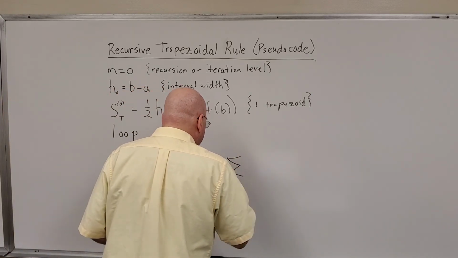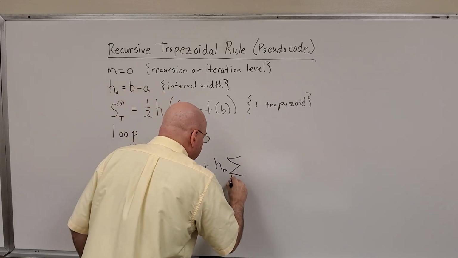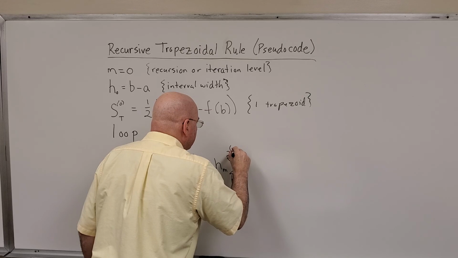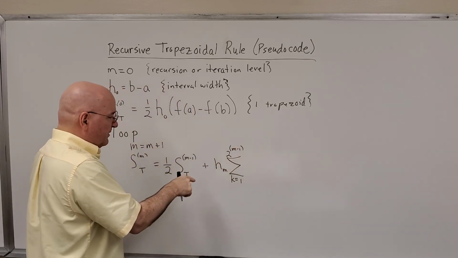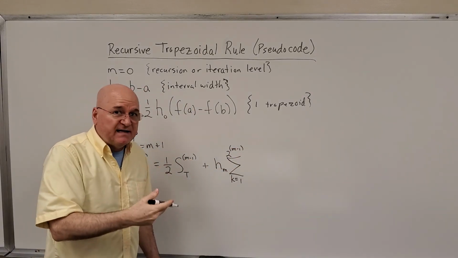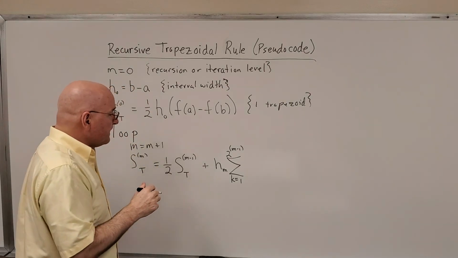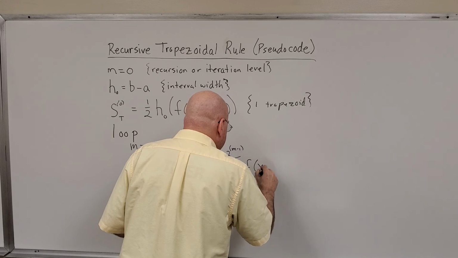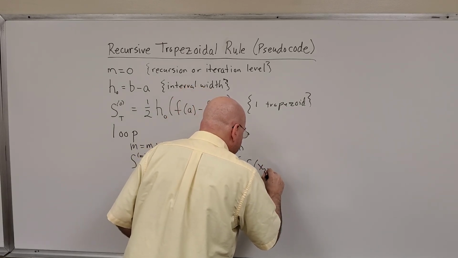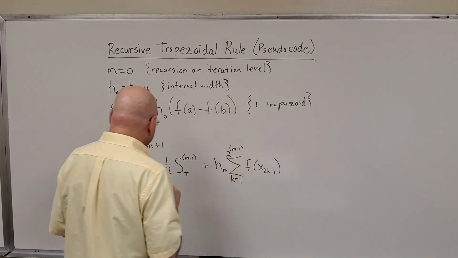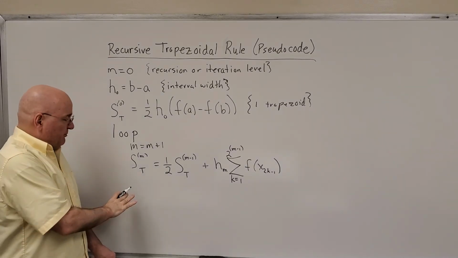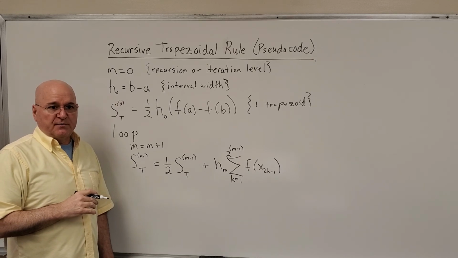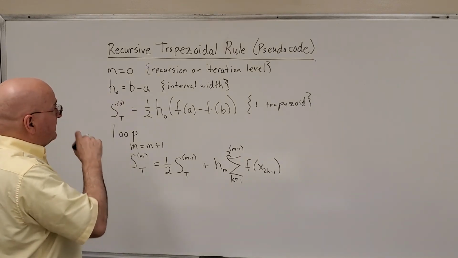I'll explain what that is in a minute. You probably remember. And in this one I'm going to go k equals 1 up to 2, I didn't have to put that in parentheses, but it's 2 to the m minus 1. Because what we're going to add up is f of x sub 2k minus 1. That is essentially, I'm going to put another 2 lines in here, but this is almost the entire pseudocode for the recursive trapezoidal rule.